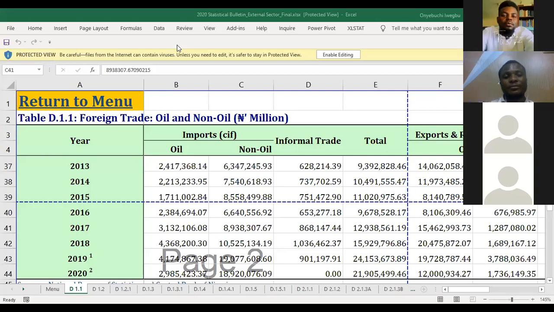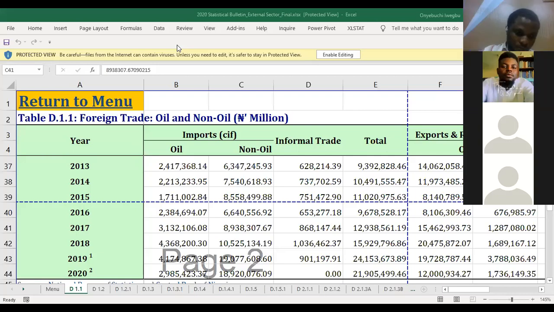From what I studied, since import of goods depends on the money made by the citizens in the country, that's disposable income. From 2019 to 2020, our disposable income reduced. So from 4 trillion imports in oil to 2 trillion, then from 19 trillion to 18 trillion in non-oil imports. That's what I noticed. Okay. Any other hands raised?